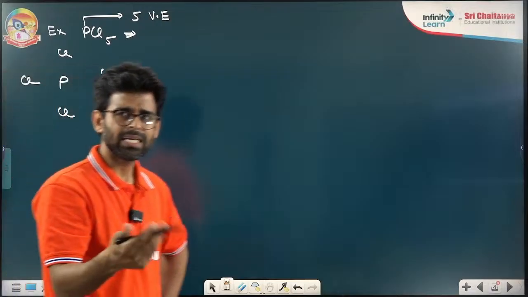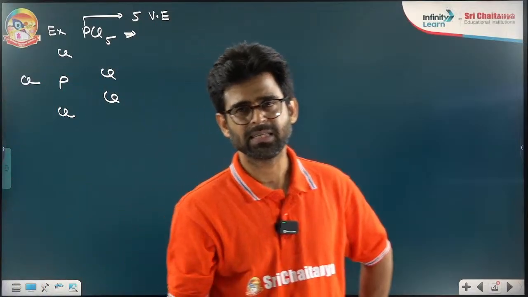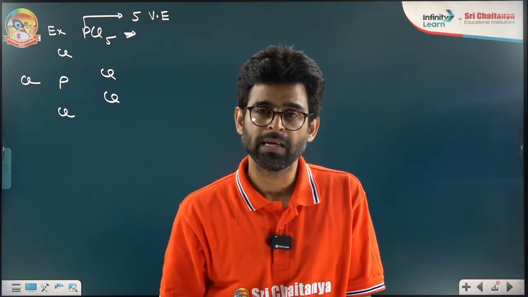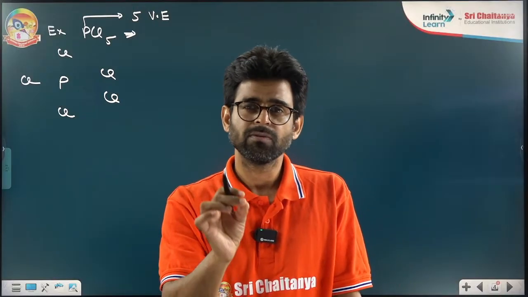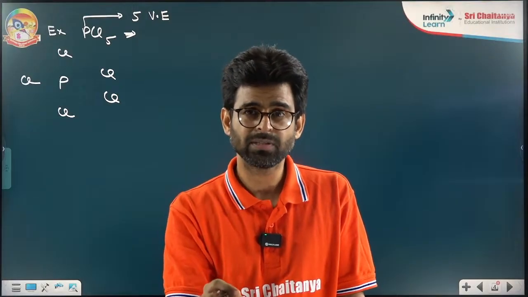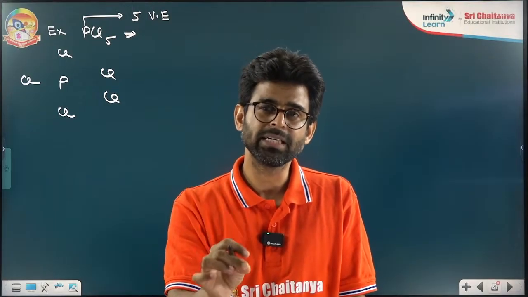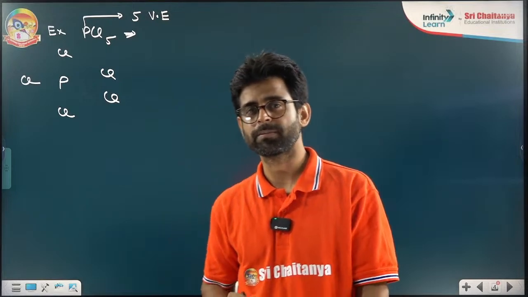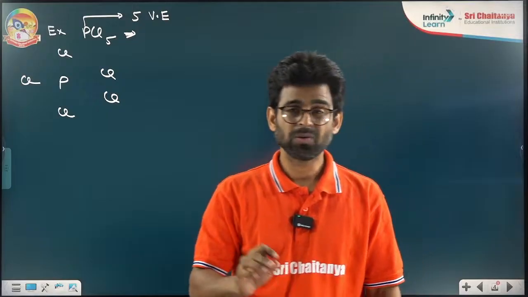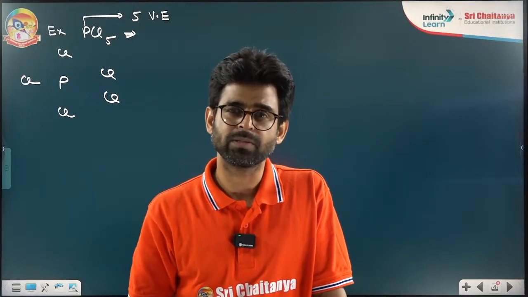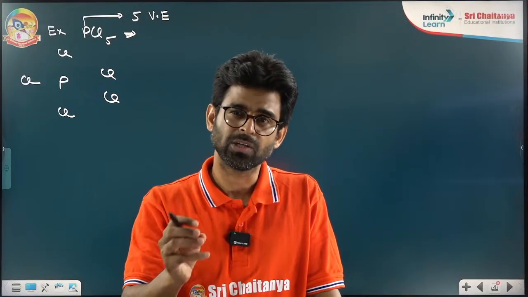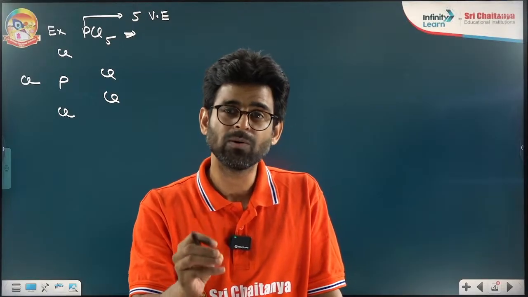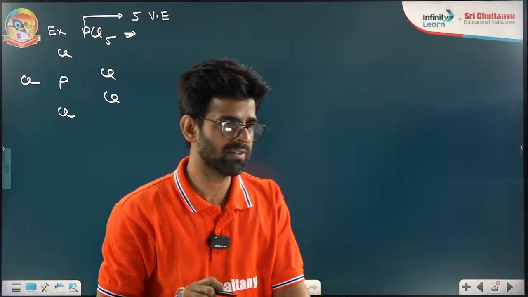You can put Cl anywhere. I'm not discussing the shapes, I'm just telling how many bonds it will form. Phosphorus has 5 valence electrons. Tell me, chlorine or halogen as a surrounding element makes how many sigma bonds? 1 bond. We know it very well, right?